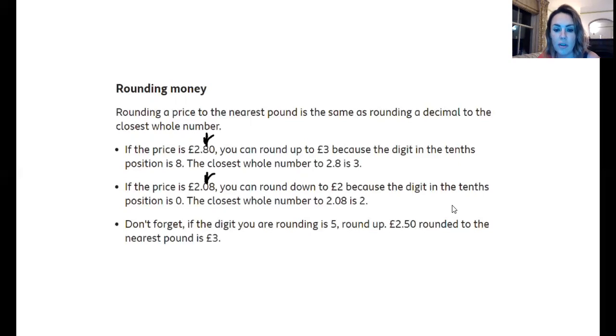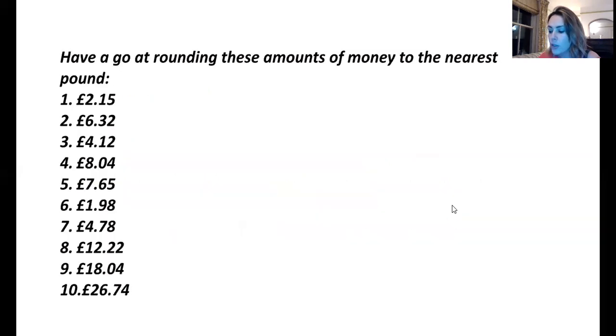Don't forget, if the digit you are rounding is 5, you round it up. So £2.50 rounded to the nearest pound is £3. You're looking at the digit in that tenths place. So have a go at rounding these amounts of money to the nearest pound. Let's have a look at the first one together. You can still draw a number line if you think that would be helpful.